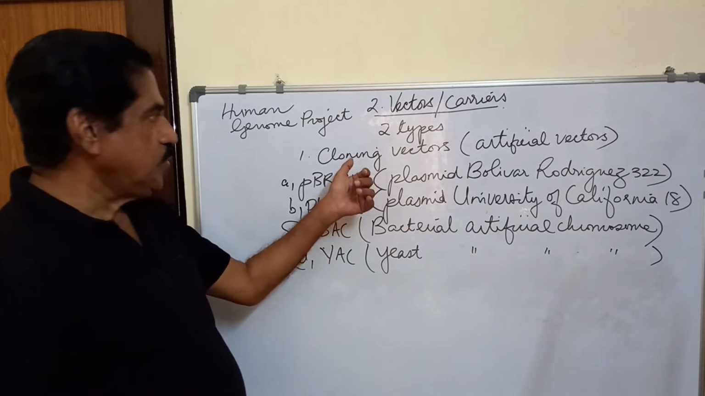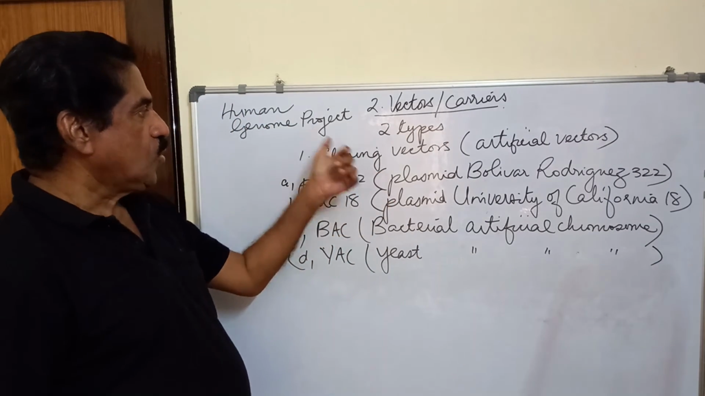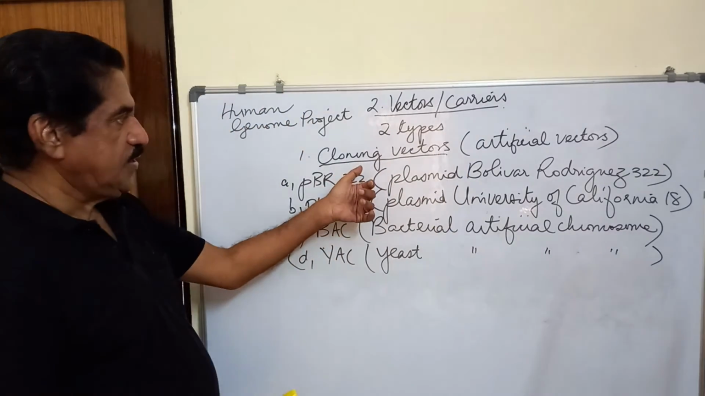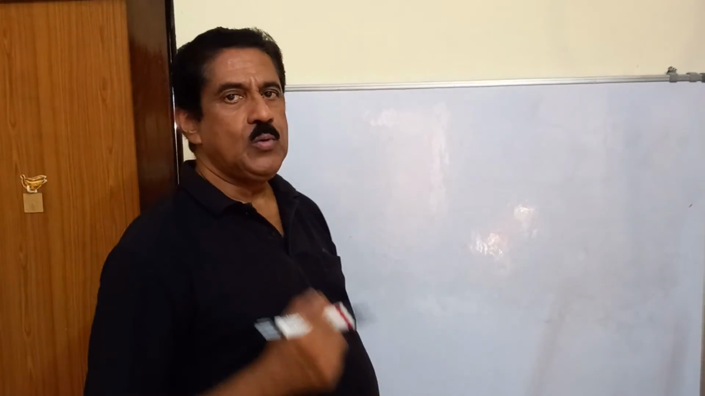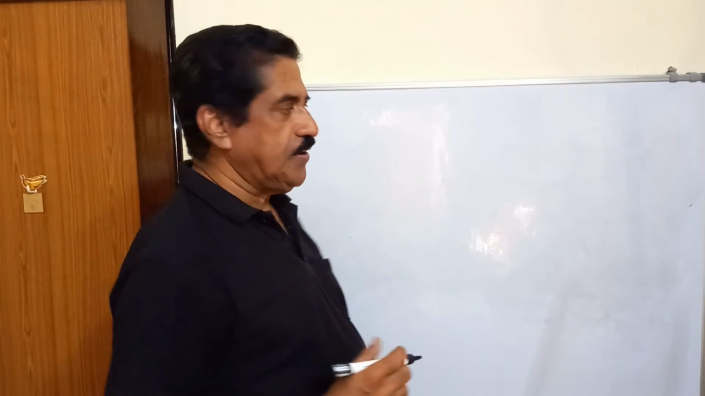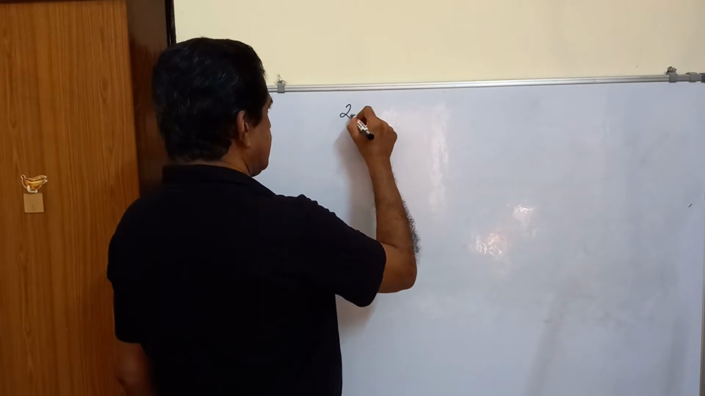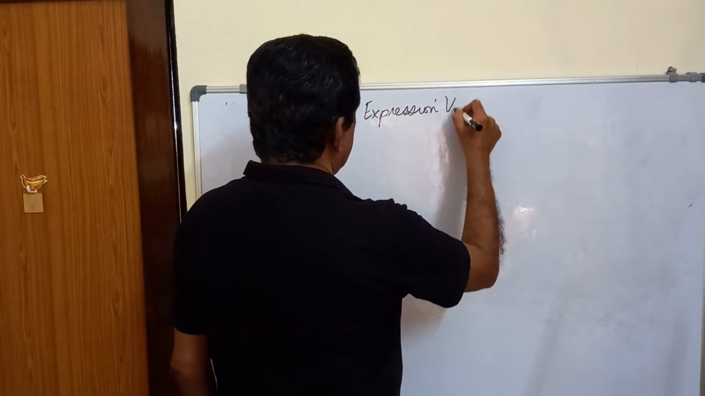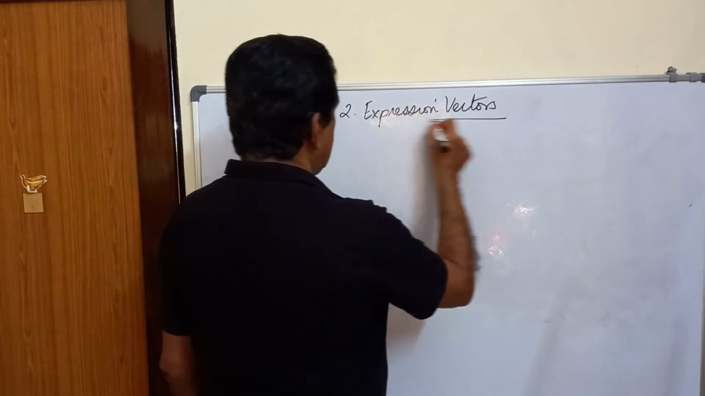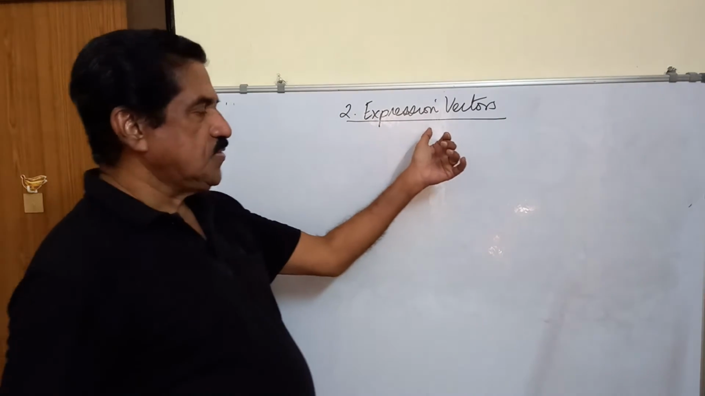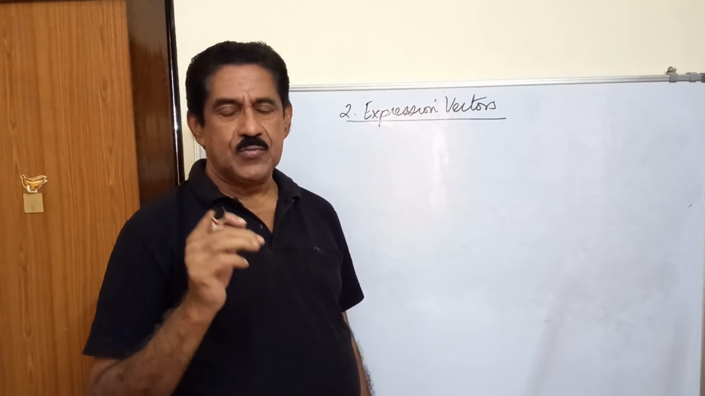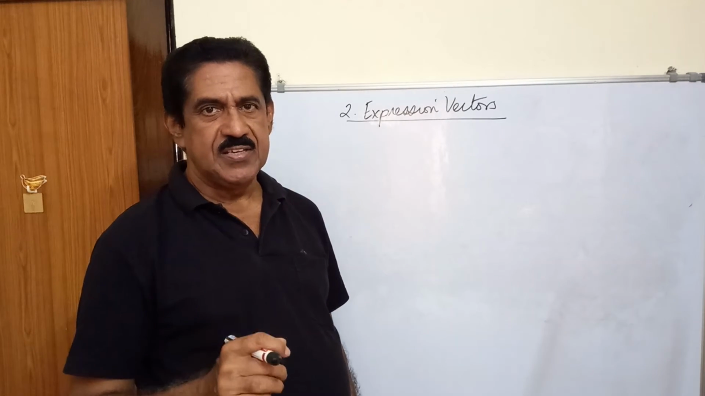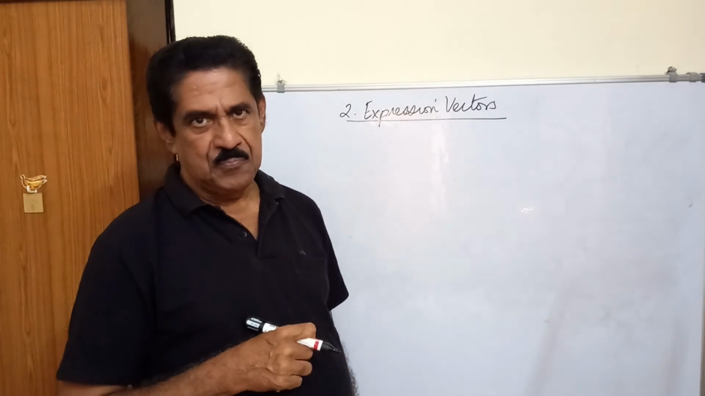So cloning means making multiple copies. Cloning vectors are used to make multiple copies of DNA. Now let us look at the second type of vectors, expression vectors. These expression vectors are used to transfer genes into various organisms.